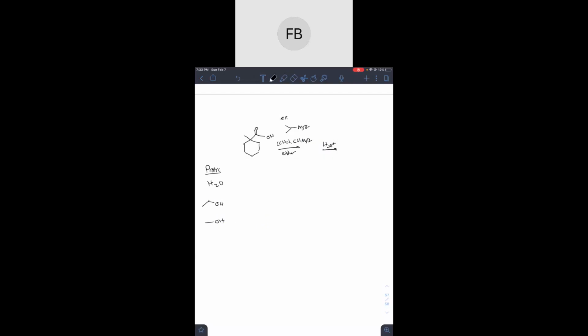So anytime you have a protic element in your thing, then the MgBr basically switches to that protic OH. So here, this is what's creating the protic elements. So our answer is going to be this, from what I understand from what you're saying. It's going to be this, where the MgBr takes the protic thing.